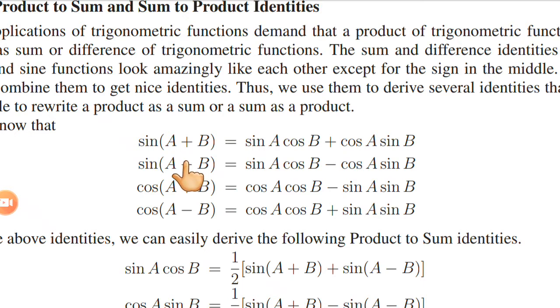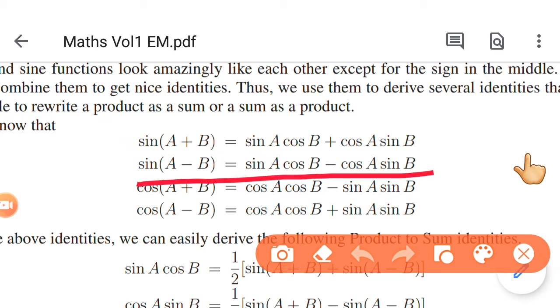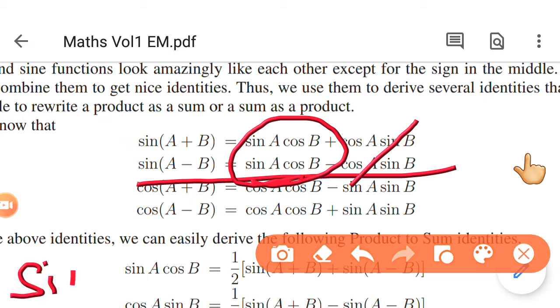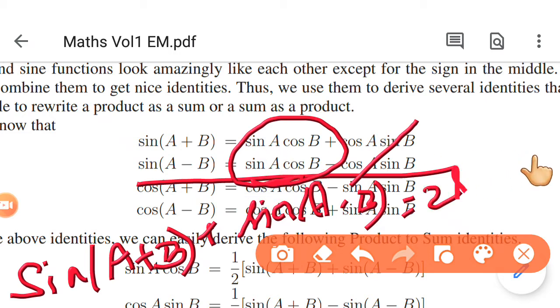Now let us add these two identities, sin of a plus b and sin of a minus b. When you add these two identities, these two will get cancelled. When you add it up, sin a cos b, sin a cos b, so you get 2 sin a cos b. So when you add, sin of a plus b plus sin of a minus b is equal to 2 sin a cos b.